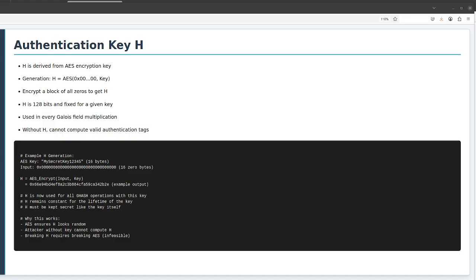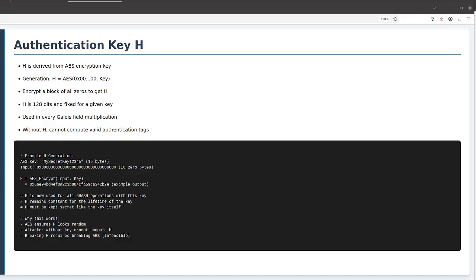The H value is used in every single Galois field multiplication during GHASH. Every block of data that gets authenticated is multiplied by H. This is what ties the authentication to your secret key. Without knowing H, an attacker cannot compute valid authentication tags, even if they know everything else about the algorithm.